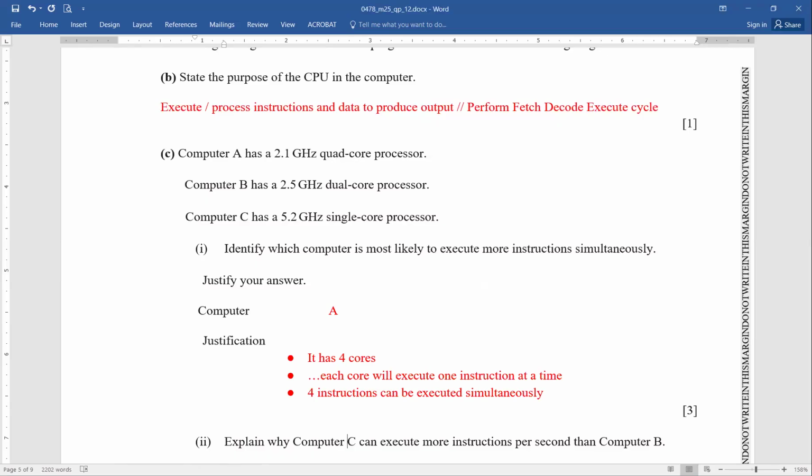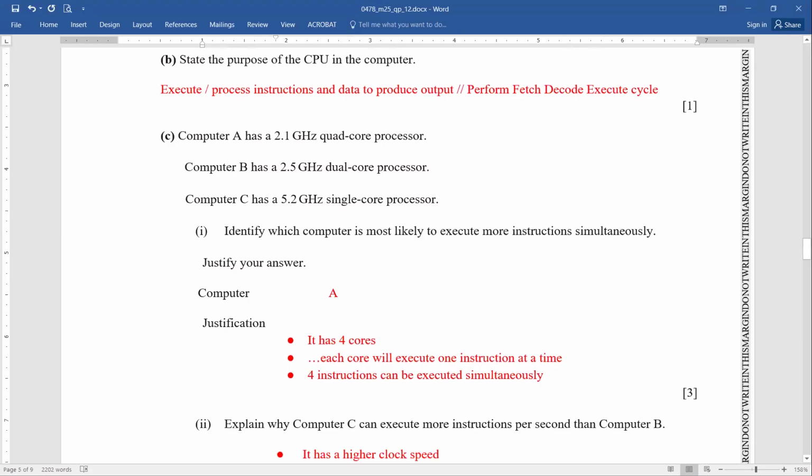Just think of it this way, as we have discussed: assume it has 4 hands. So 4 hands means 4 tasks being handled. So 4 cores means 4 complete sets of instructions being processed. Definitely that will make it work 4 times more, and that is what is mentioned here. It is going to make your work much better. It's going to process your instructions faster. 4 instructions can be executed at the same time.